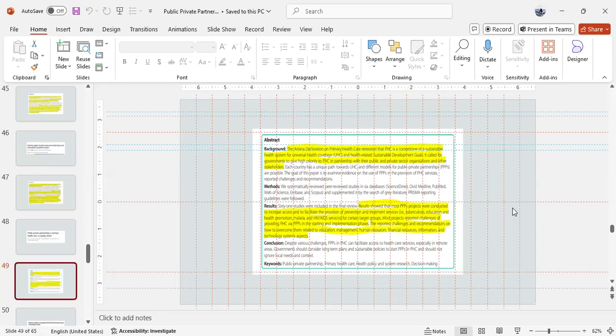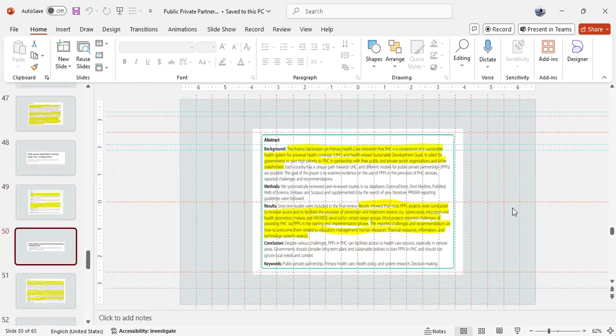Most projects reported challenges of providing primary healthcare via public-private partnerships in the starting and implementation phases. The reported challenges and the recommendations on how to overcome them related to education, management, human resources, financial resources, information, and technology system aspects.